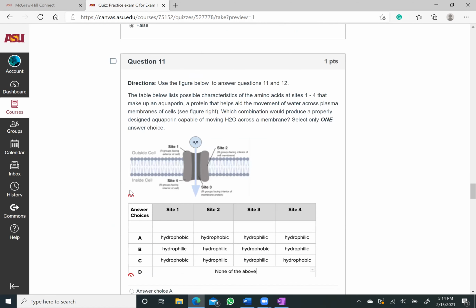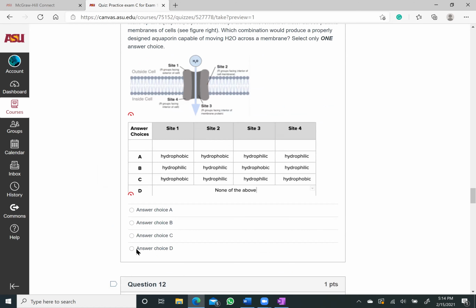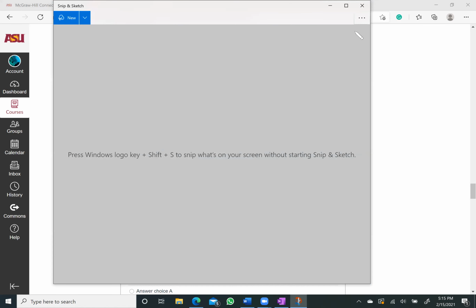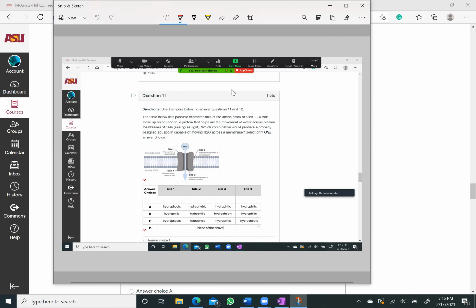All right, number 11. Okay, so this one. Graphs are kind of tricky, actually. We'll do this. I'll show you guys a good way of cruising through this.